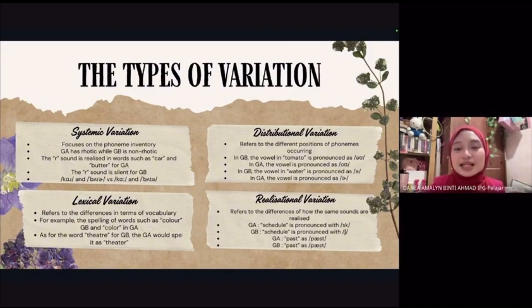So lastly, we'll look at the realizational variation. This variation involves differences in how the same sounds are realized. For example, in General American, the word schedule is pronounced with the sk sound, whereas in General British, it's pronounced with the sh, as in sh. So in General American, it will be schedule. However, in General British, it will be schedule.